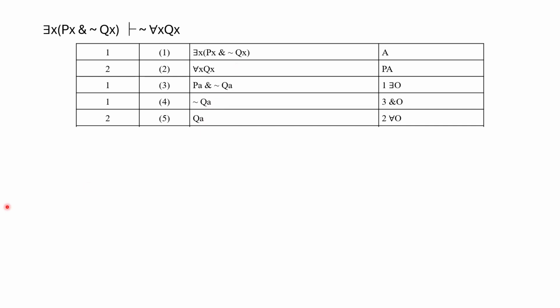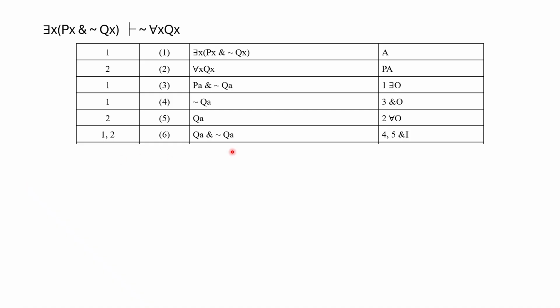I just have to piece them together with my ampersand in rule. So 4 and 5, putting them together, ampersand in. What numbers are next to 4 and 5? 1 and 2. That's why we have 1 and 2 here.